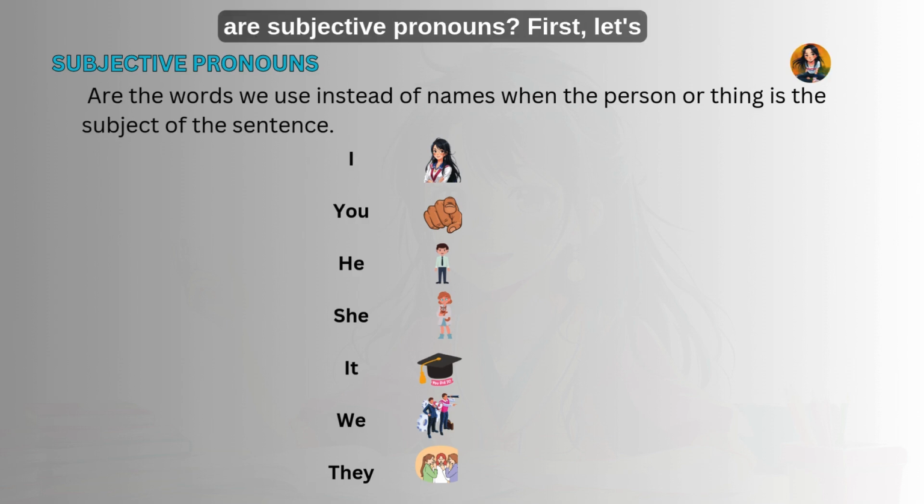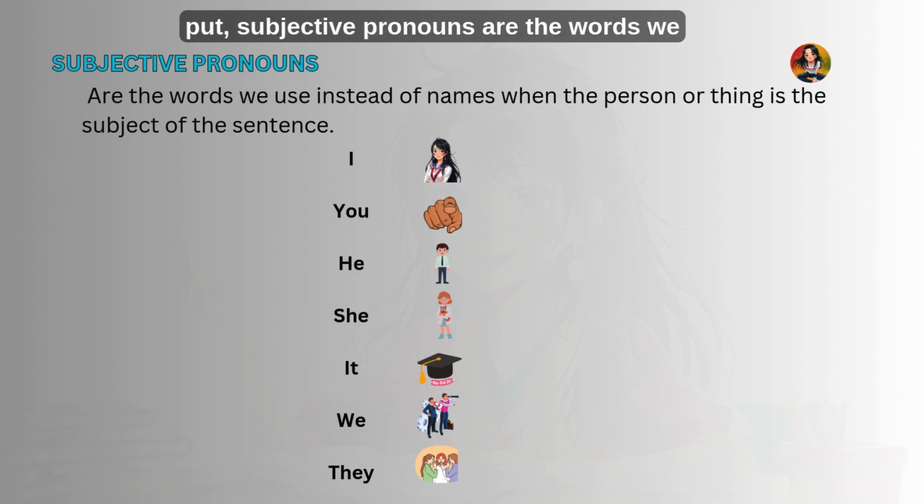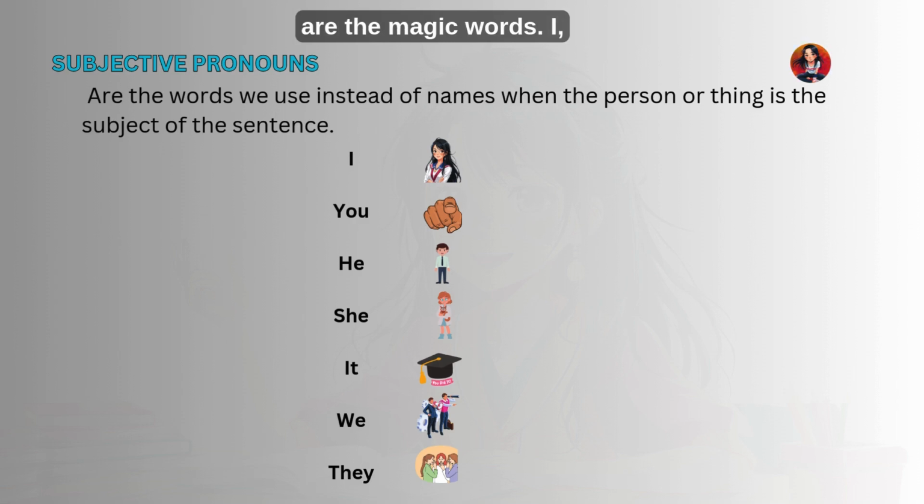What are subjective pronouns? First, let's answer this. Simply put, subjective pronouns are the words we use instead of names when the person or thing is the subject of the sentence. Here are the magic words: I, you, he, she, it, we, they. That's it. 7 simple words. Easy, right? Now, let's see how to use them.